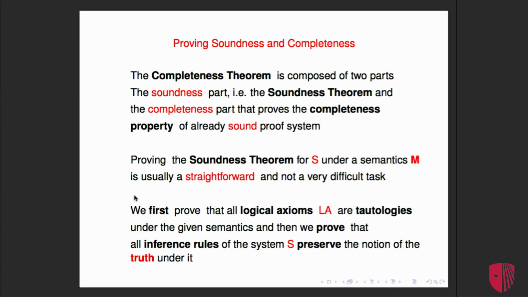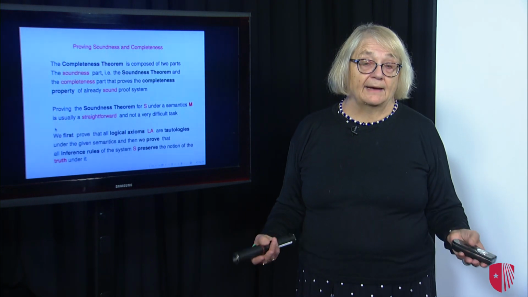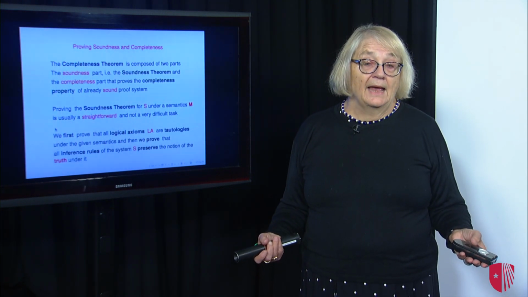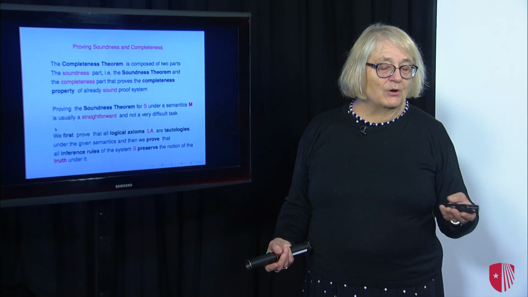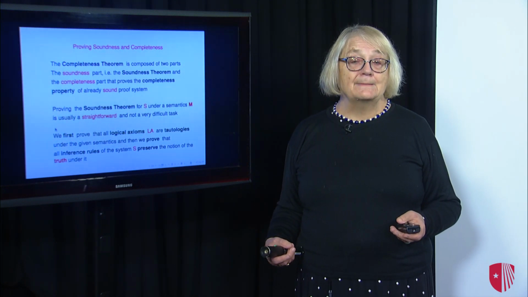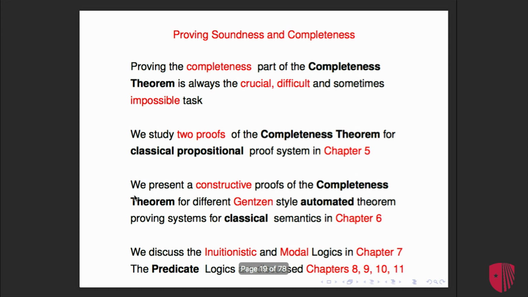To prove the Soundness Theorem, first we prove that all logical axioms are tautologies, and then we prove that the inference rules of the system, which we are going to define, preserve the notion of truth, so that whatever you prove is also a tautology.